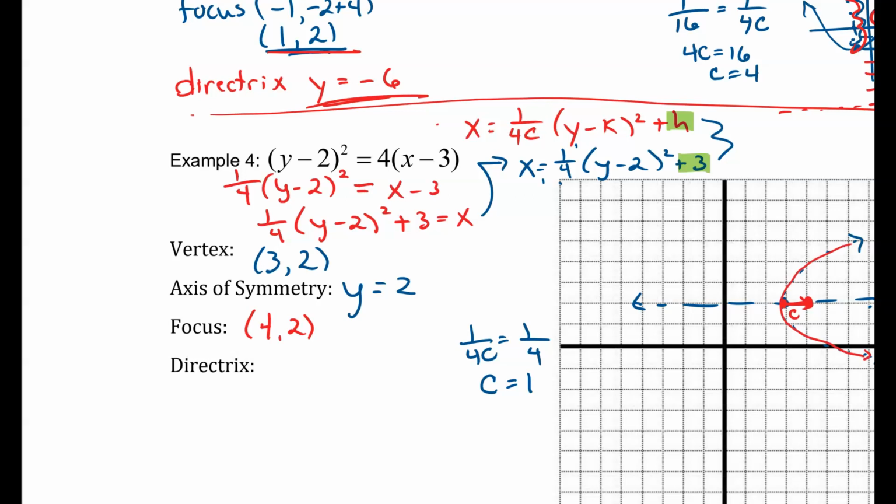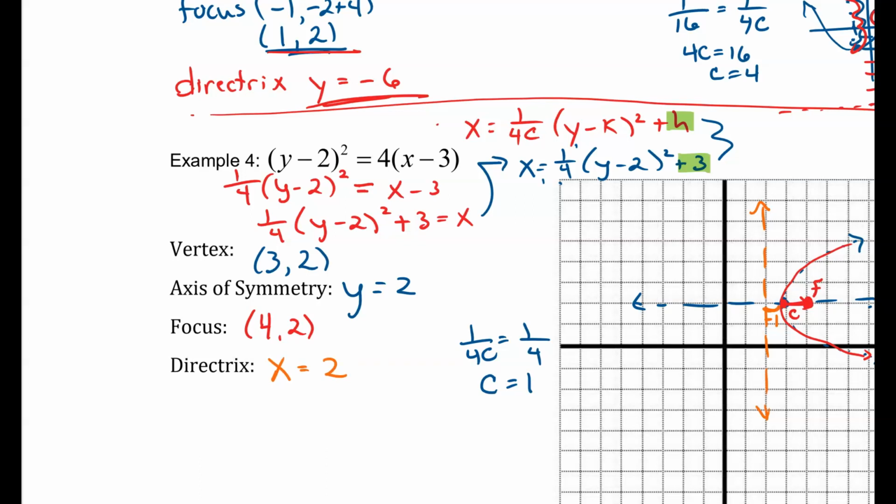So it lets me visually decide if I'm going right, left, or up, down. Obviously, if I'm opening to the right or left, I'm going to go right, left. But that means this is my focus, and my focus is going to be at 4, 2. Now, the directrix goes in the opposite direction. So I need to go 1 this direction back, so a -1. And then remember, it's a line. So I draw that line, and this time it's going to be at an x value. And this is going to be at x is equal to 2.